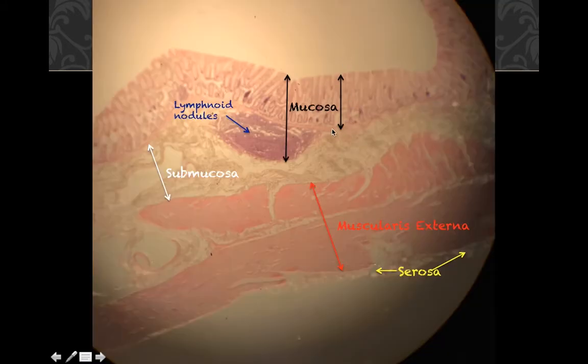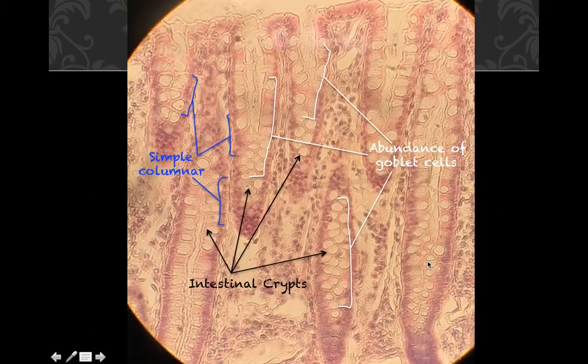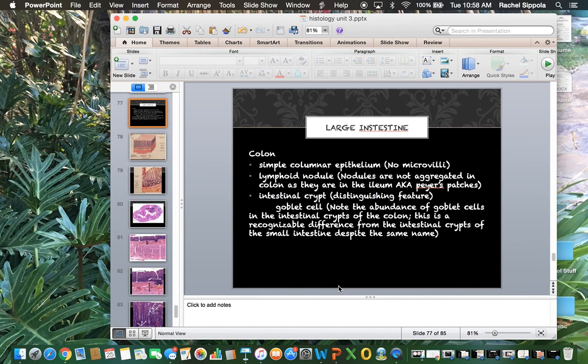So here's mucosa, including that lymphoid nodule right here. This is submucosa, and then this is muscularis externa. That's serosa. So looking close again at the intestinal crypts, these are the goblet cells. They're normally clear under the microscope. And then these dark cells right here, that's simple columnar. So here's some goblet cells, here's some goblet cells, here's some, there's a lot of goblet cells. Wow, that's it for the large intestine, and I'm done.